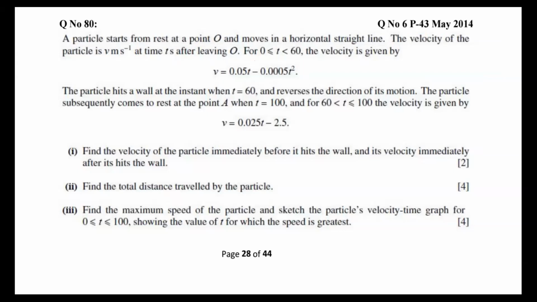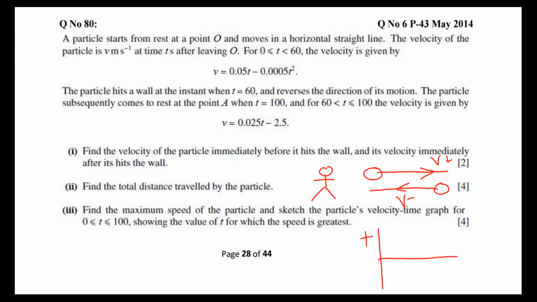But after the particle hits the wall at 60 seconds, it reverses direction. Make sure: this is the observer, and when the particle is going away, the speed is considered positive, and when it comes back to the observer, the velocity is always negative. It's confirmed from here that the direction reverses. So velocity is positive above the x-axis and negative below the x-axis. So this is the reason.